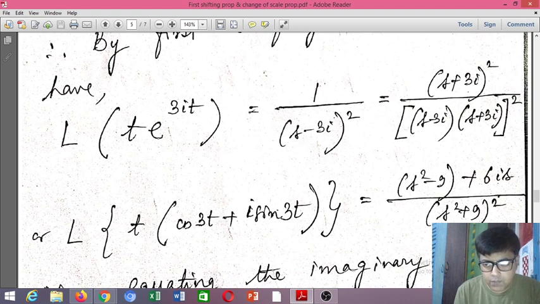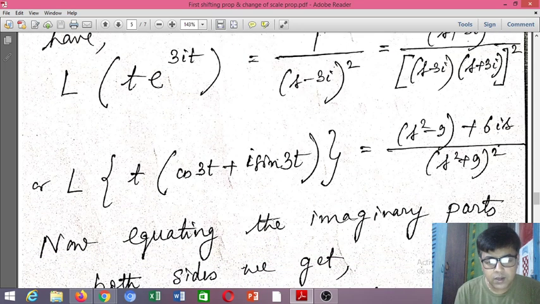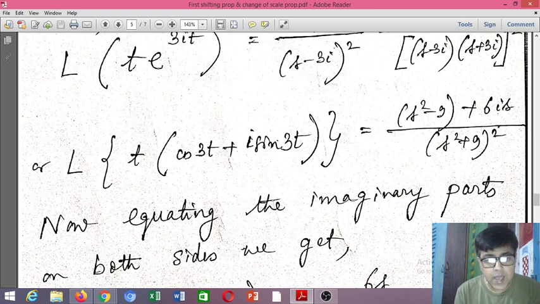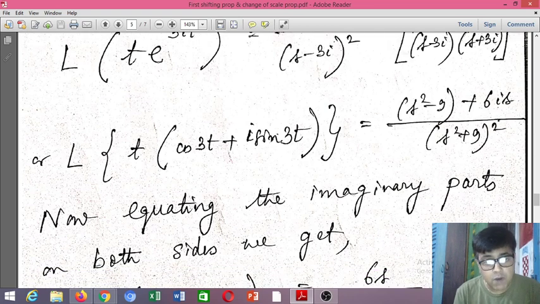Now what you are required to find out from this is L of t sin 3t. Now how to get L of t sin 3t? Very easy, because we have a complex number on the left and a complex number on the right, and they are equal. That they are equal means their imaginary parts are equal and their real parts are equal. Otherwise, how can they be equal? So what we are doing is just equating the imaginary parts from both the sides. If you equate the imaginary parts from both sides, you will be able to get the Laplace transform of t sin 3t, which is the requirement over here.